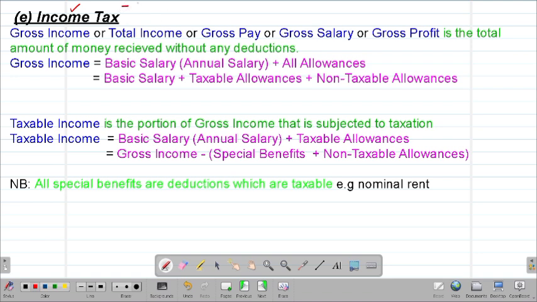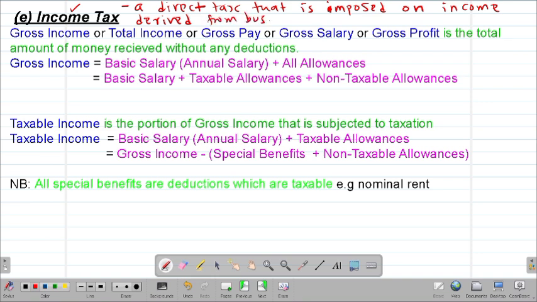Now, what is income tax? So income tax is simply a direct tax that is imposed on income that is derived or generated from either a business, employment, rental income. We can also have dividends, interest, etc. So that is what we are calling the income tax. So simply a direct tax that is imposed on income that is generated or derived from either a business, an employment, rental income, dividends, or maybe interest.